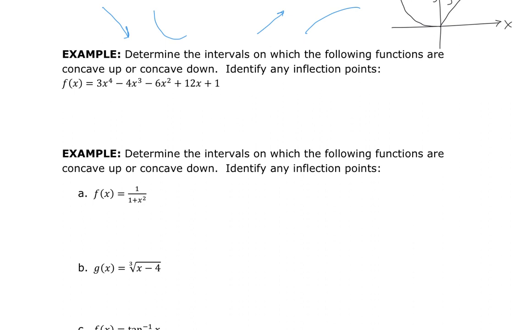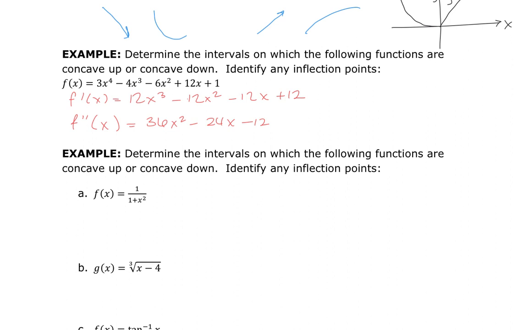For this example, we're going to determine the intervals in which we are concave down or concave up and identify any points of inflection. Okay, so the first thing I'm going to do is the first derivative. So I have 12x cubed minus 12x squared minus 12x plus 12. My second derivative is 36x squared minus 24x minus 12. I'm going to set my second derivative equal to 0 and solve.